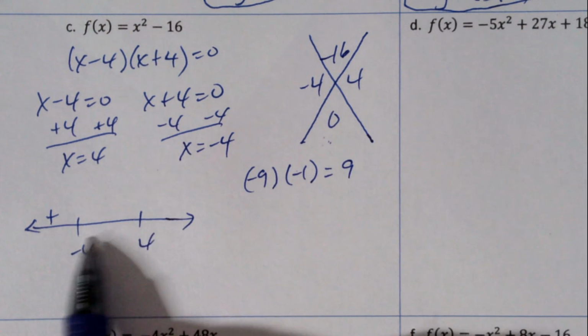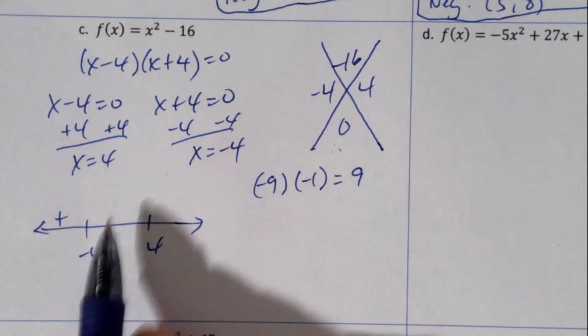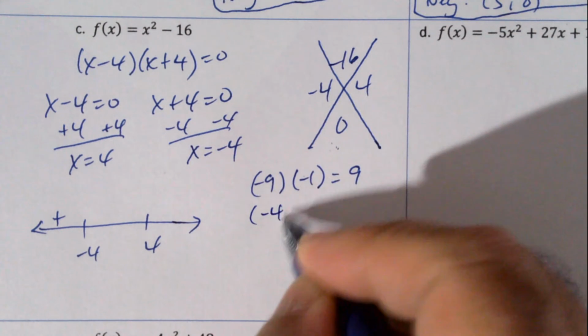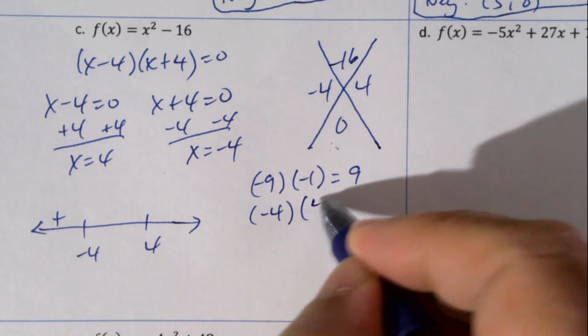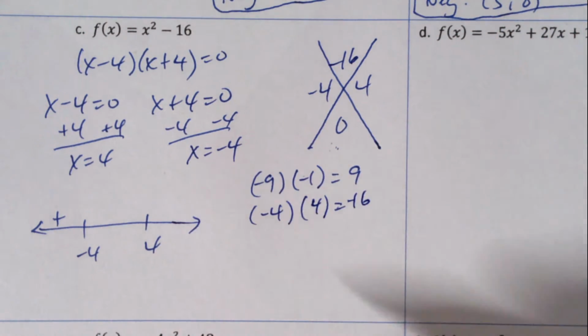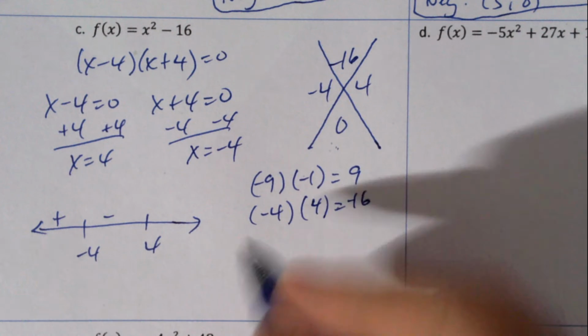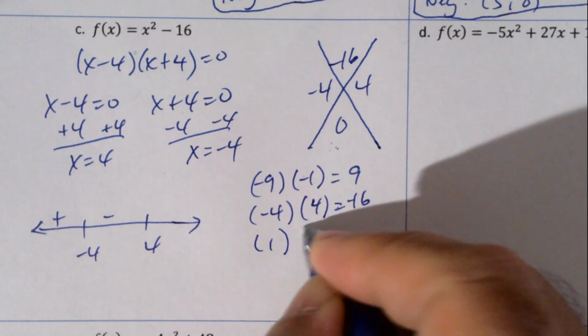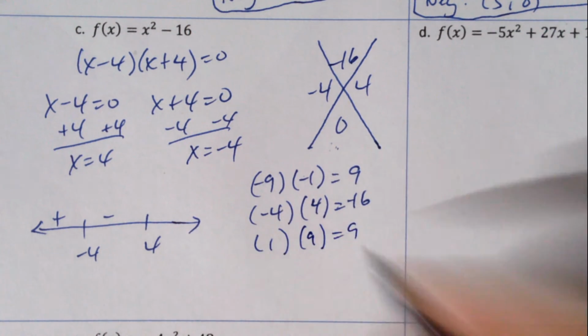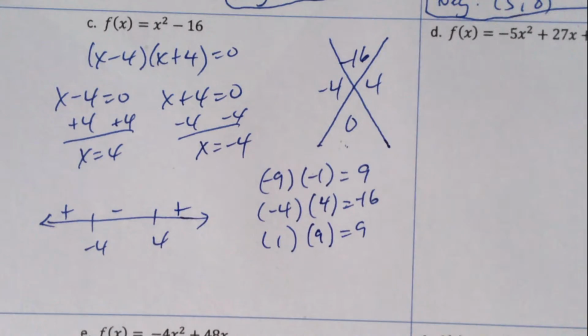Plug in the number between negative 4 and 4, I like 0. So 0 minus 4 is negative 4. 0 plus 4 is positive 4, so that's negative 16. So that's negative. Plug in a number bigger than 4, say 5. So 5 minus 4 is 1. 5 plus 4 is 9. That's positive 9, so that's positive.